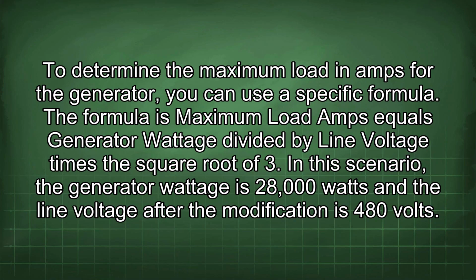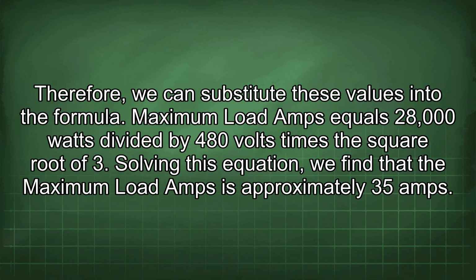To determine the maximum load in amps for the generator, you can use a specific formula. The formula is maximum load amps equals generator wattage divided by line voltage times the square root of 3. In this scenario, the generator wattage is 28,000 watts and the line voltage after the modification is 480 volts. Therefore, we can substitute these values into the formula.